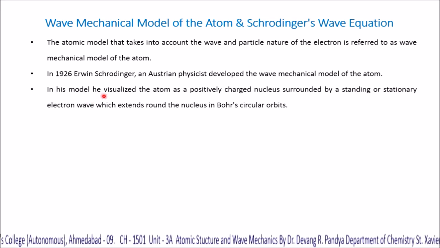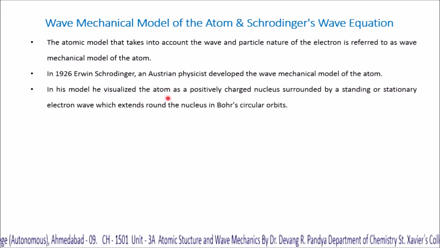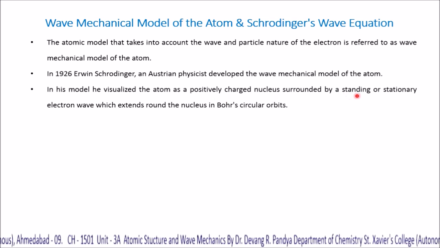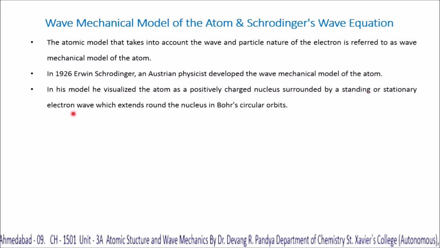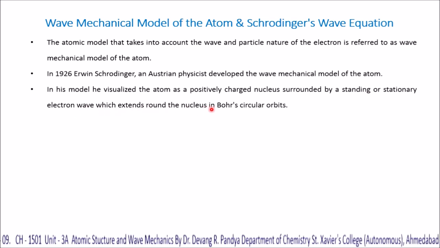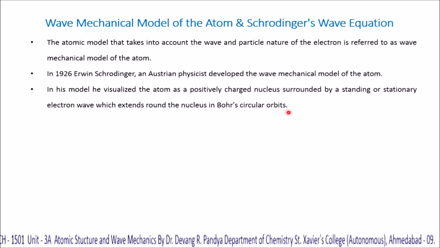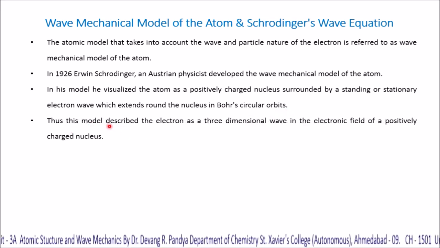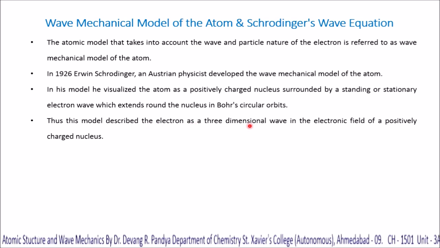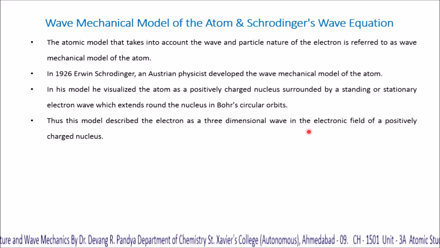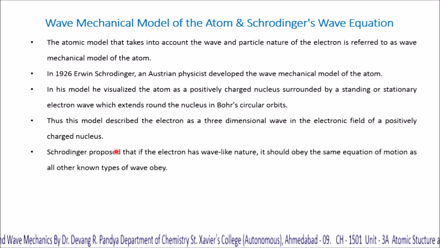In 1926, Erwin Schrodinger, an Austrian physicist, developed the wave mechanical model of the atom. In this model, he visualized the atom as a positively charged nucleus surrounded by a standing or stationary electron wave which extends round the nucleus in Bohr's circular orbits. Thus, this model described the electron as a three-dimensional wave in the electric field of the positively charged nucleus.